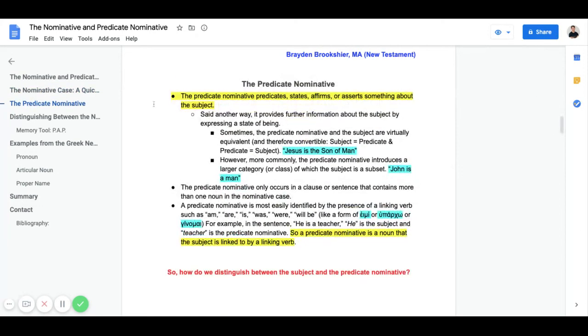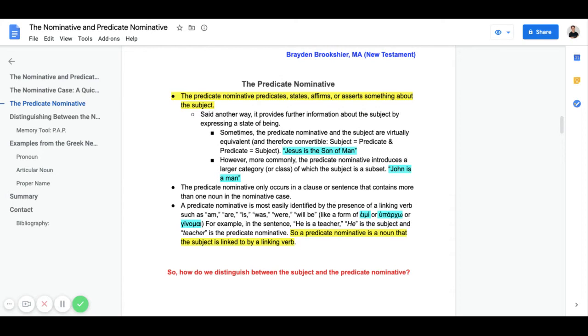Now, the predicate nominative predicates, states, affirms, or asserts something about the subject. To say it another way, it provides further information about the subject by expressing a state of being. If you skip down to the third bullet point, it's typically going to involve the Greek verbs eimi, huparko, or ginomai. In English, that would be verbs like am, are, is, was, were, and will be. It's those type of verbs because this is going to show you a linking verb, the connection between the two.